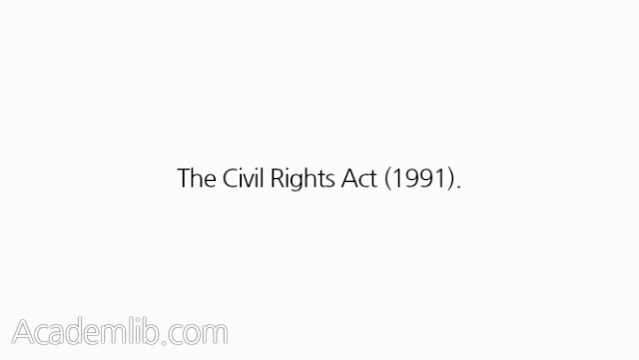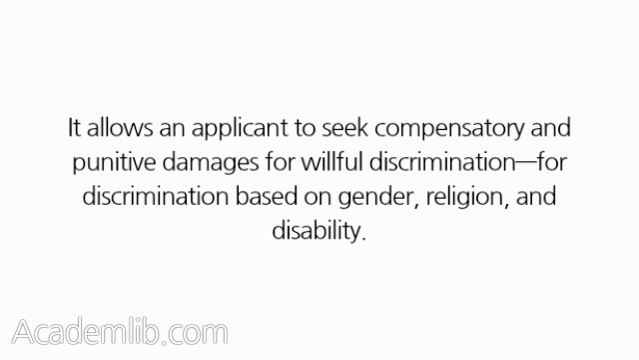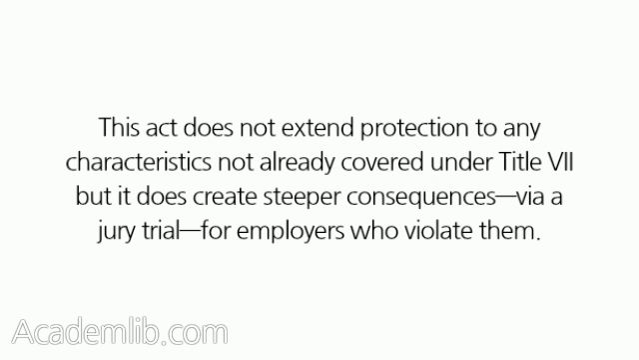The Civil Rights Act, 1991. It allows an applicant to seek compensatory and punitive damages for willful discrimination, for discrimination based on gender, religion, and disability. It also provides for a jury trial for the plaintiff. This act does not extend protection to any characteristics not already covered under Title VII, but it does create steeper consequences, via a jury trial, for employers who violate them.